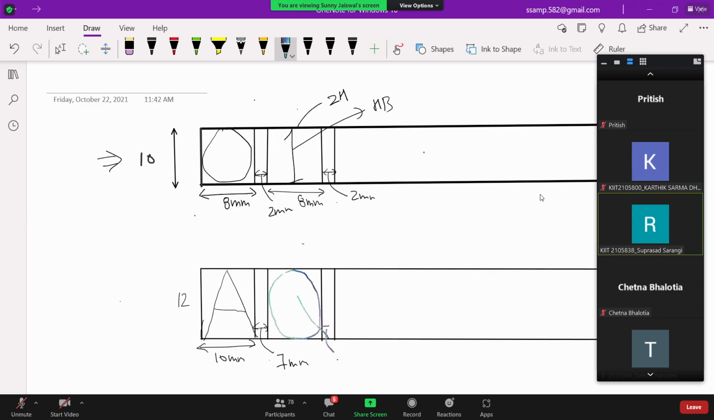Sir, will we draw this border also freehand or with a scale? No, the border and all these things you will draw with a scale. Only whatever you are writing, A, B, C, D, 0, 1, 2, 3, that should be done by freehand with an HB pencil. The border and other lines will be done with a 2H pencil, and this one will be HB.